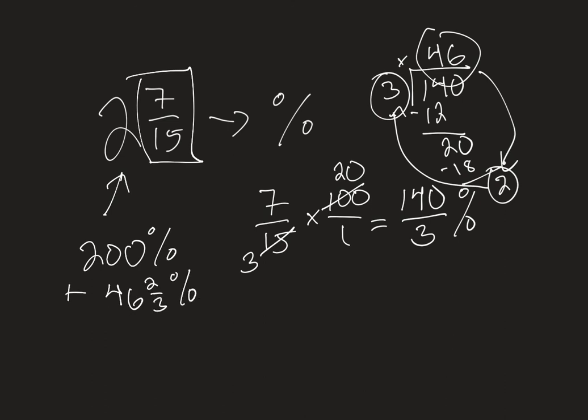Now, if we put it back together with that 200% because of the two wholes, what do we have, Libby? 246 and 2/3%. There you go.